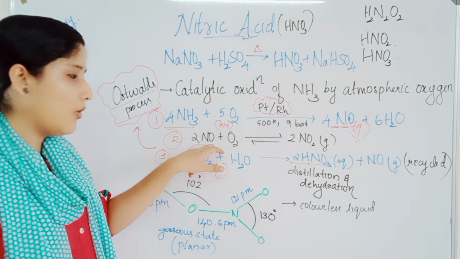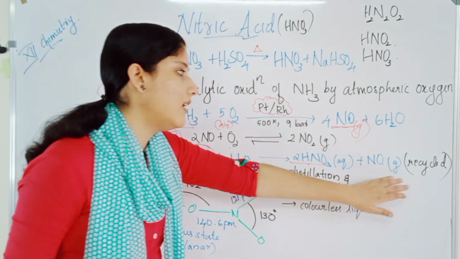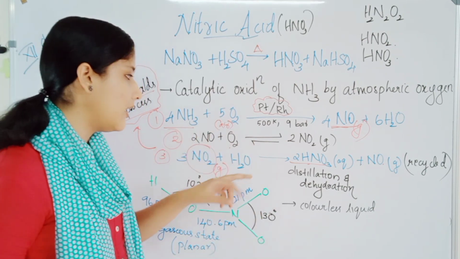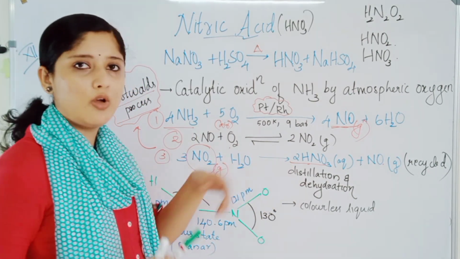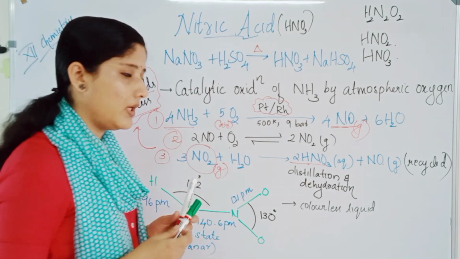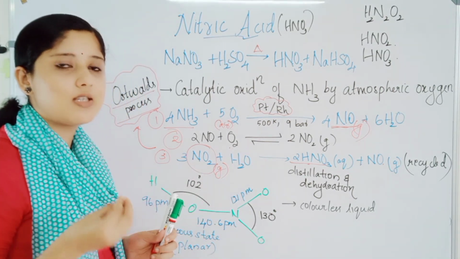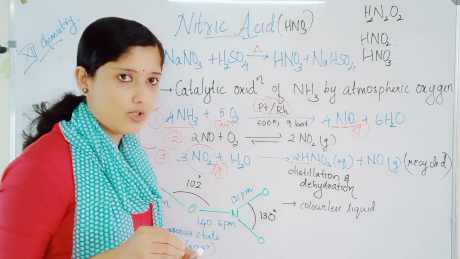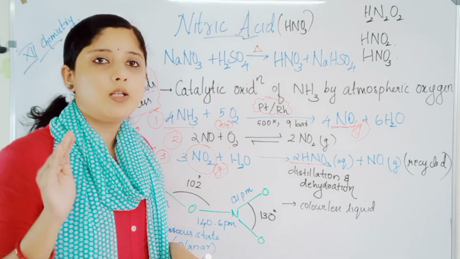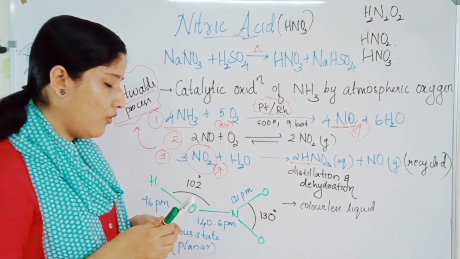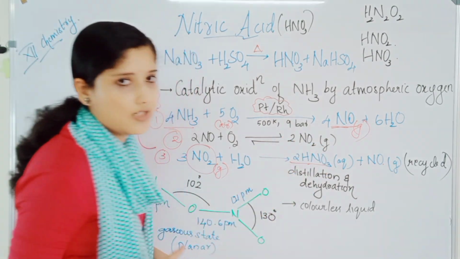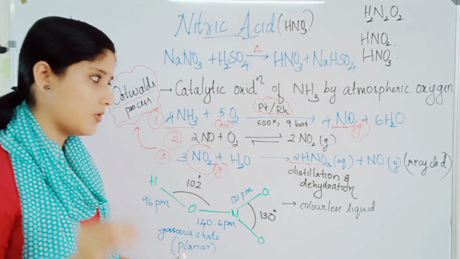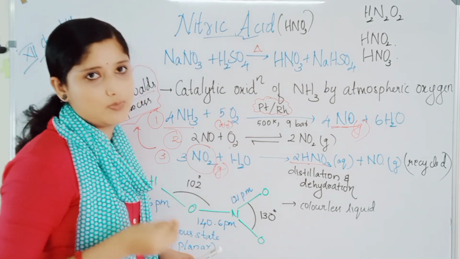We require NO here, isn't it? This is recycled and used, and this HNO3 will be purified and also concentrated by distillation and also by dehydration with sulfuric acid. The excess amount of water from the nitric acid will be removed by dehydration, and it is purified with the process of distillation. So we will obtain pure nitric acid. These three steps are important, and also the name, Ostwald's process. Study the equation and the steps.